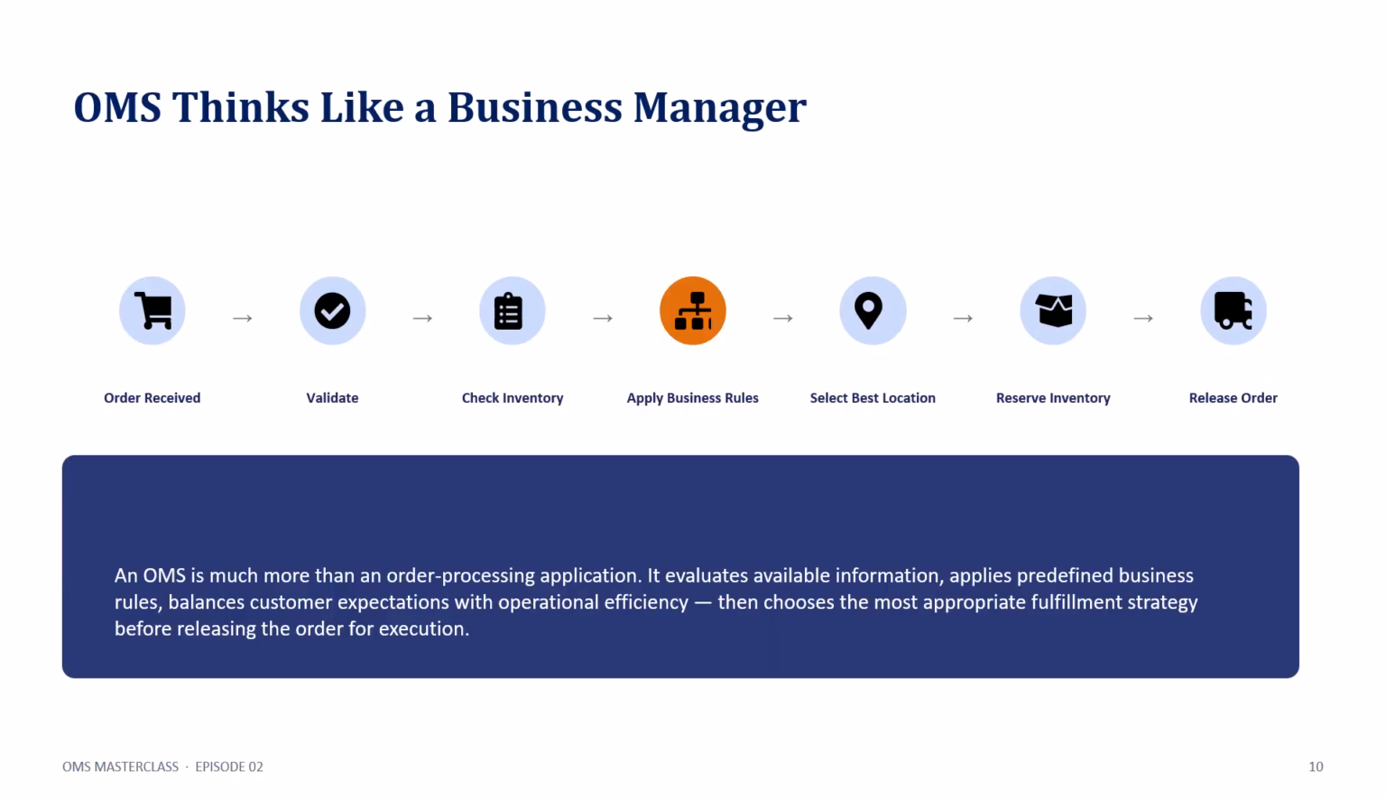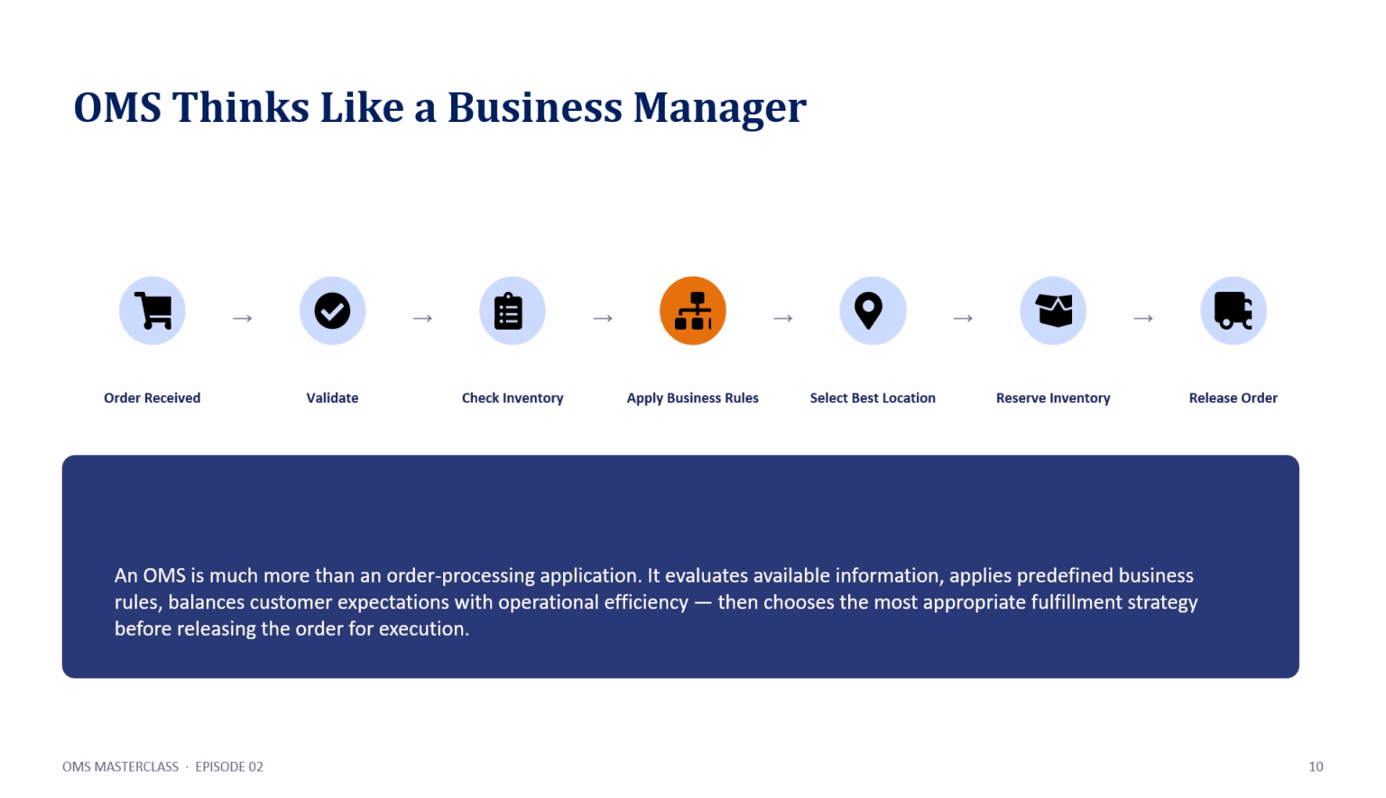Once an order is received, the OMS first validates it to ensure all the required information is available. After successful validation, it checks inventory to identify the locations where the product is available. It then evaluates the retailer's business rules, considering factors such as customer commitment, inventory availability, operational constraints, and business priorities. Based on these rules, the OMS selects the most appropriate fulfillment location. Once the location is finalized, it reserves the required inventory to prevent it from being allocated to another order.